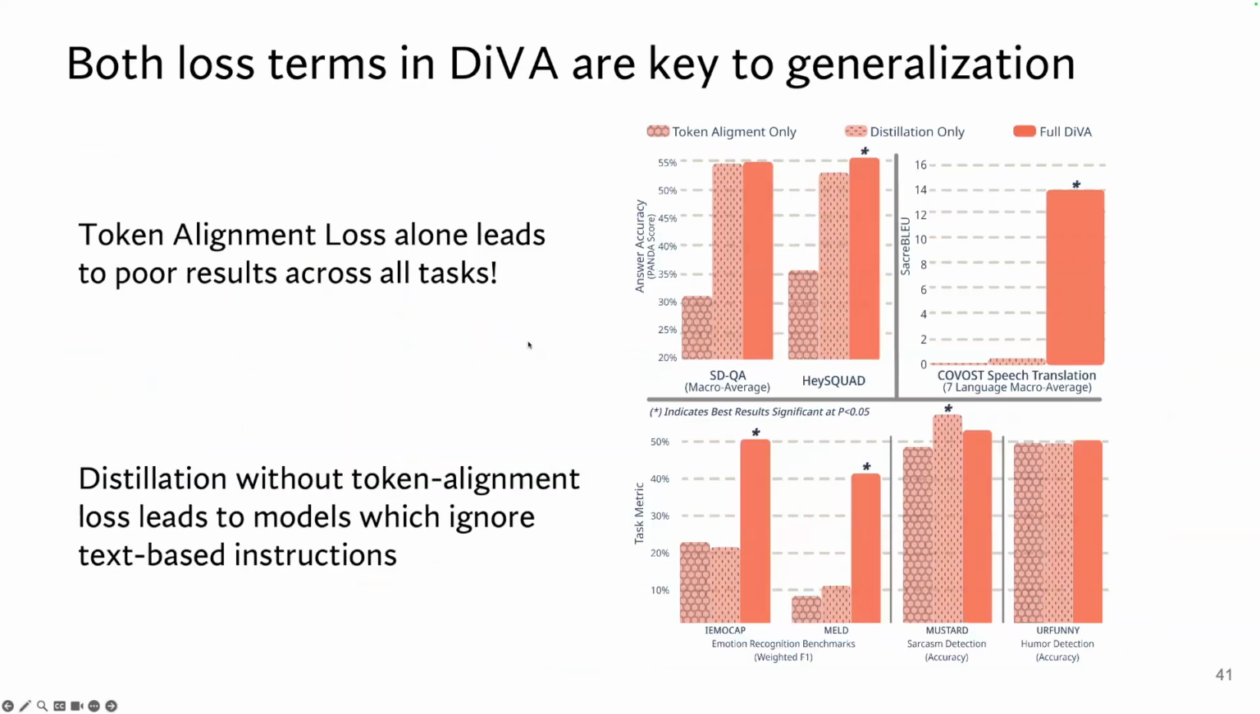The architecture I shared with you earlier, just to go a little bit deeper here, both of those loss terms, if you are curious, are important in the DIVA setup. So basically, if you remove any of them, it's going to lead to very poor results across all tasks.